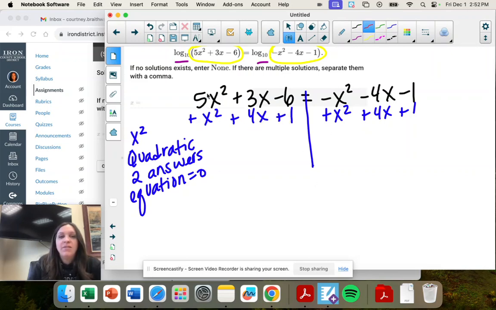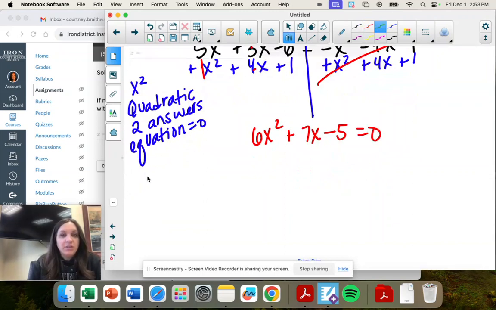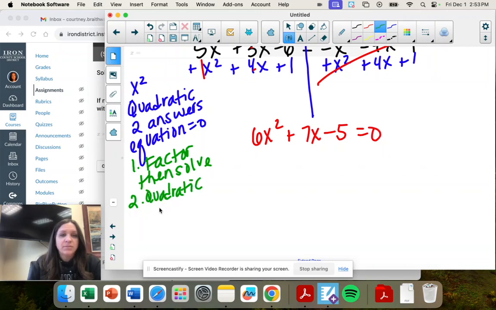So 5 plus 1 is 6, x squared. 3 plus 4 is 7. Negative 6 plus 1 is negative 5. And now over here, this is all 0. Once you have it equal to 0, you have two options. You can factor, then solve, which I don't want to do because of that 6. So your second option is to use the quadratic formula.